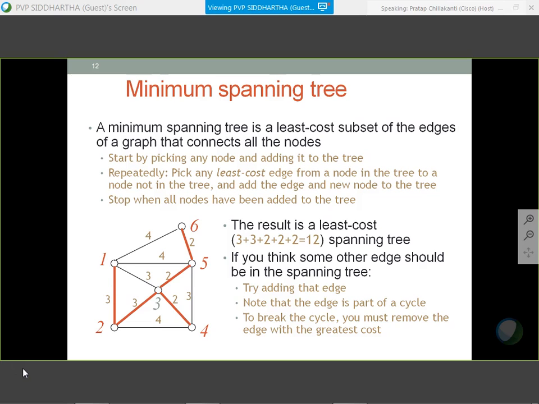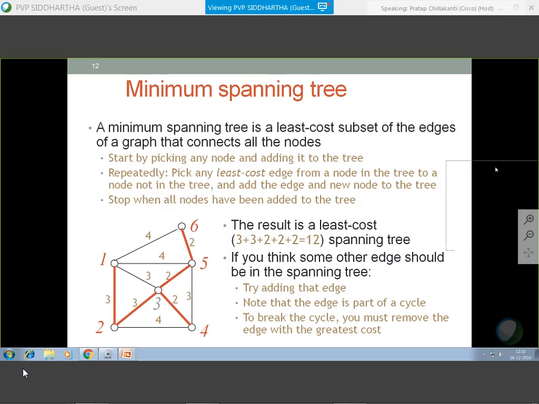When you are building the spanning tree, you're always taking the lowest cost edge. You can start from any node. From there, you start building through all the nodes with the lowest cost for each edge. That's how you get a minimum spanning tree.